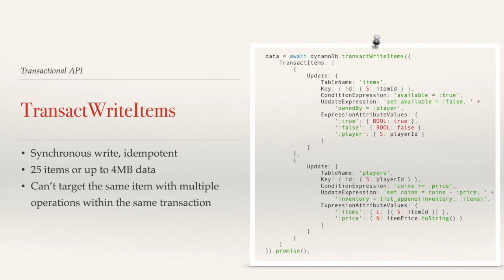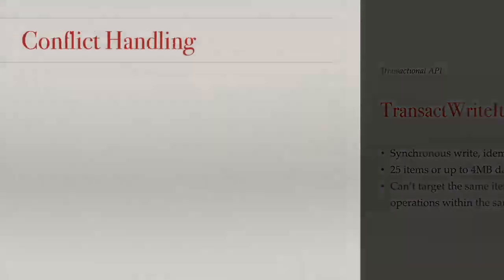You can't target the same item with multiple operations within the same transaction. It will conflict and your request will fail. So you have to be careful you are not using the same item. For example, you cannot put as well as update the same item at the same time in a single TransactWriteItems request.